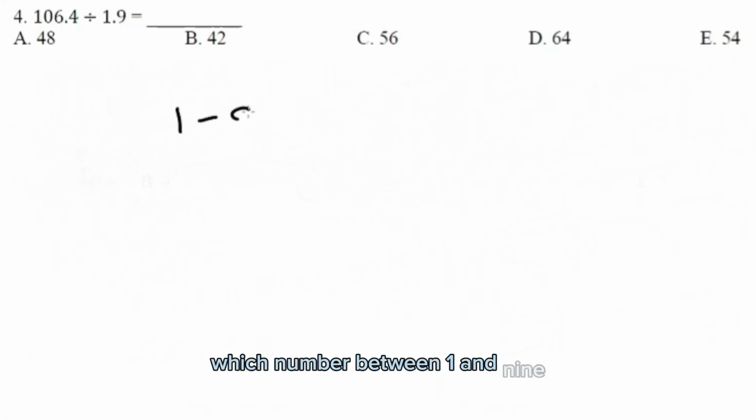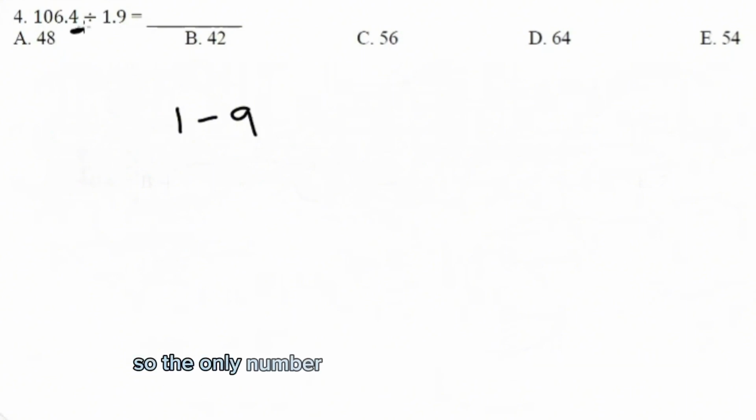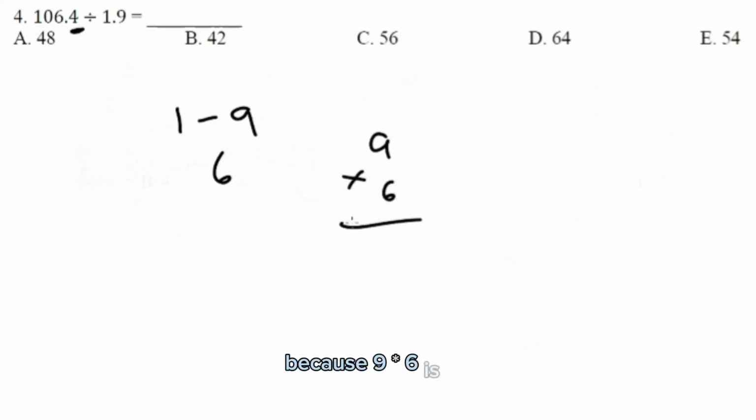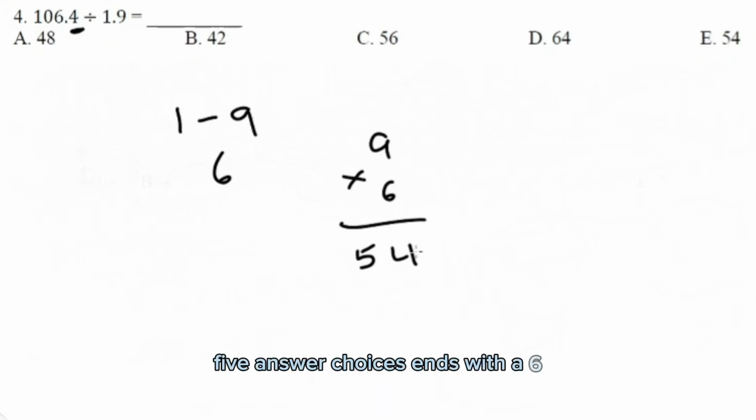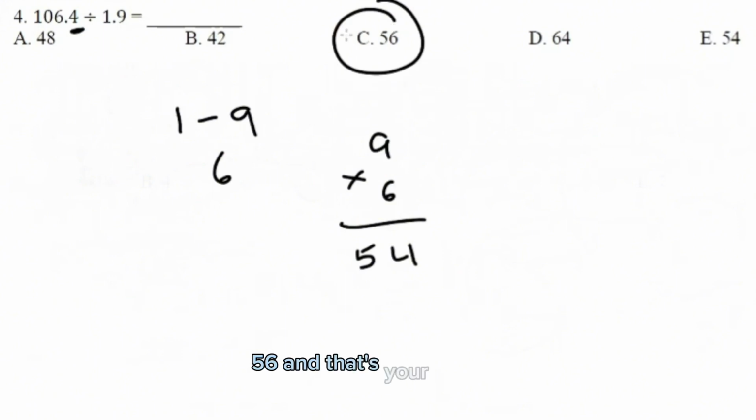Next, 106.4 divided by 1.9. You could do the division on this problem, but the very easy way to solve this is to just see which number between 1 and 9, when it's multiplied times 9, will get you a number ending in 4. The only number that works in this scenario is 6, because 9 times 6 is 54. So now we just need to see which of these 5 answer choices ends with a 6. And that's C, 56, and that's your answer.